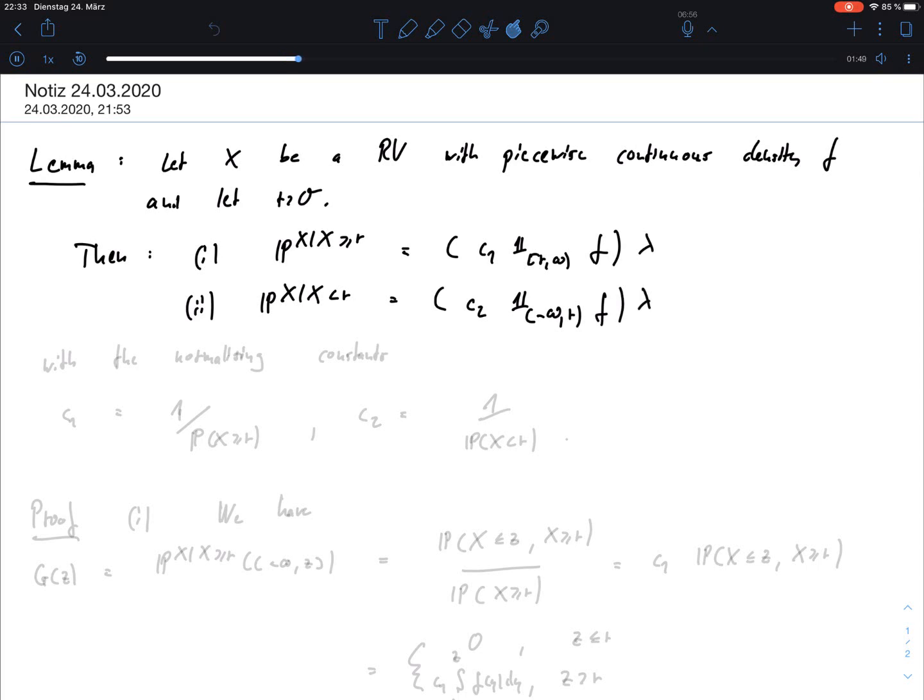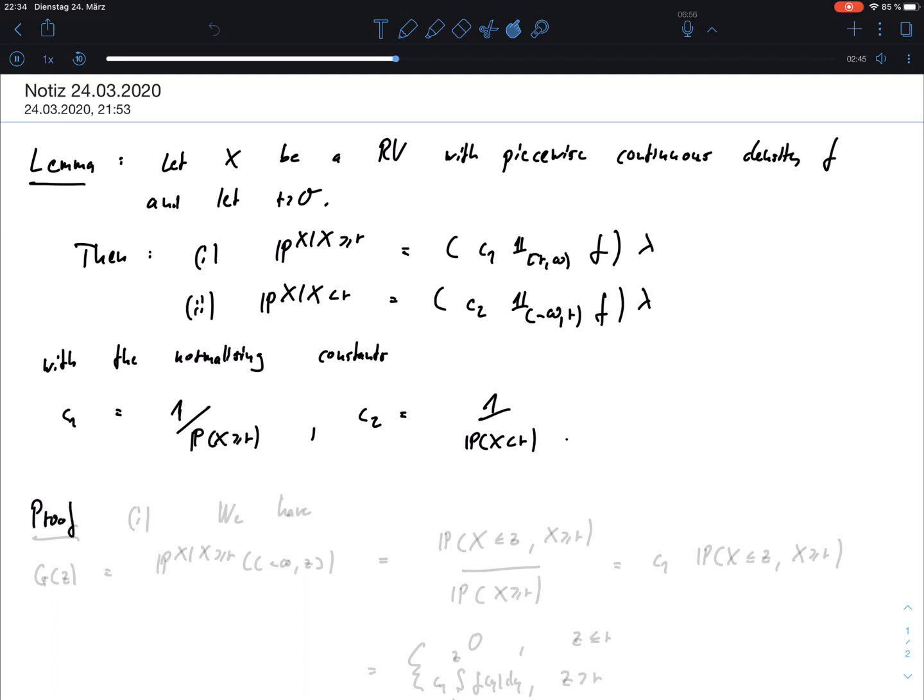So we are getting the new densities from the old densities by this normalizing constant, and then the indicator functions for the respective conditions. So from r to infinity for greater or equal than r, minus infinity to r for less than r. And what are the normalizing constants? Well, C1 is 1 divided by the probability that x takes values greater or equal than r, and C2 is 1 over the probability that x takes values less than r.